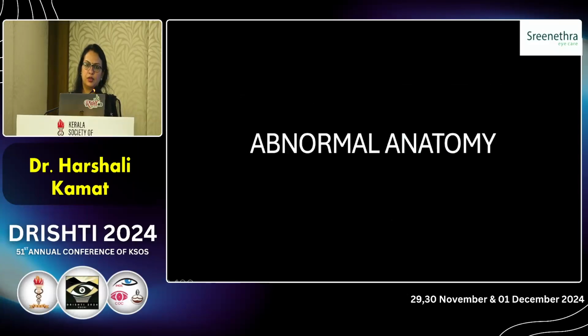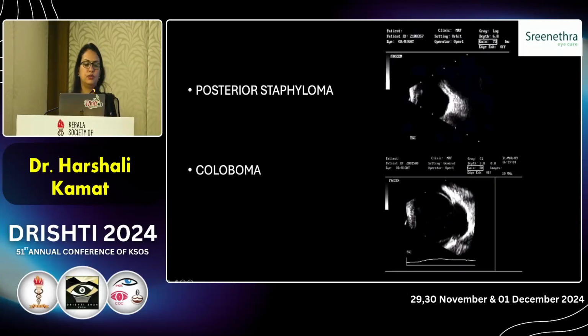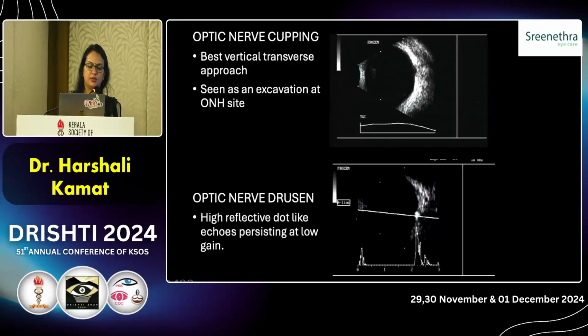There are certain anatomical abnormalities which you need to know, such as if you see a smooth excavation, it's a posterior staphyloma, whereas if you see a sharp excavation, as in this case, it's a coloboma. It may be associated with a retinal detachment. The optic nerve head cupping of more than 0.7 can sometimes be demonstrated on the B scan.